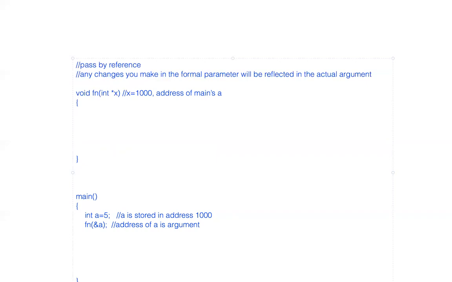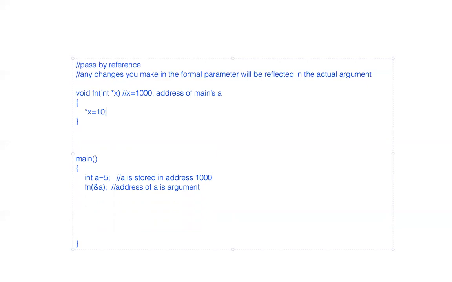Now x is pointing to the location of main's a, and I want to change the value present in that location. So how do I change it? With the value-at operator: value at x is equal to 10. So x is pointing to main's a location, and I'm changing the value present in that location to 10.